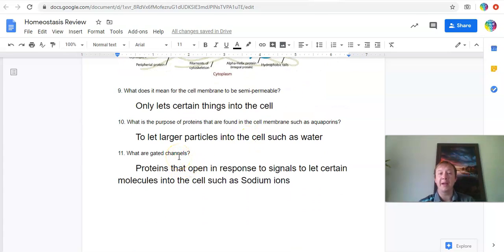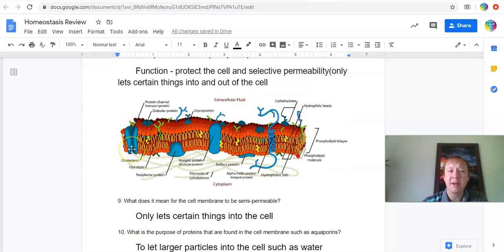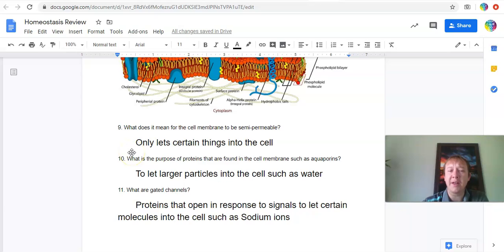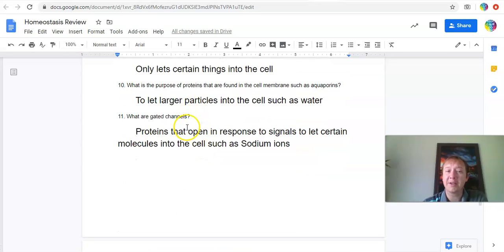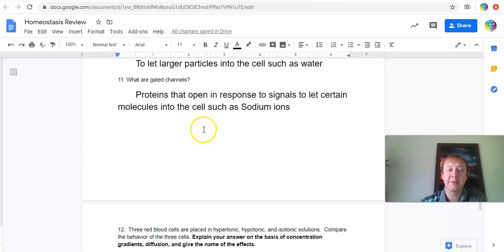Then we have the gated channels. Gated channels normally would be closed like this, but there's some sort of signal to allow them to open. The signal could be energy, or it could be some sort of particle attaching to it. Sodium ions, for example, can only get through the cell membrane through a gated channel, called a sodium-potassium pump. Gated channels basically open and close in response to certain signals.